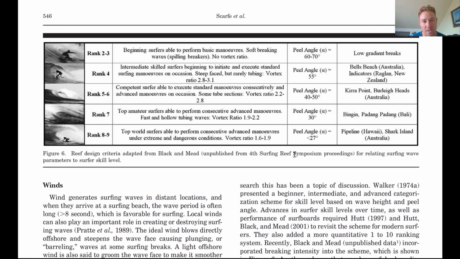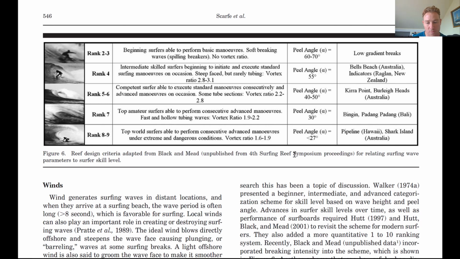So that was one of my goals for today, to talk to you about how you can use vortex ratio and look at the way the tube throws. If there's no tube, then it's less than a rank 2-3. You're dealing with a spilling wave, and you should be okay. Then you can look a little bit more at peel angle in that case. But I'm going to wrap up here and talk to you about the other two ways that we can use vortex ratio to help our surfing.